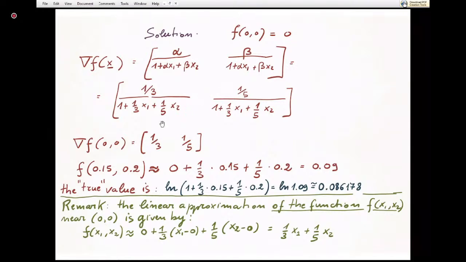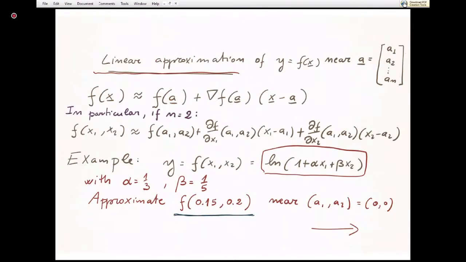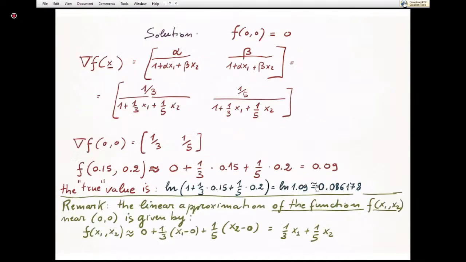And then I evaluate the gradient at 0, 0. The gradient is the vector of the partial derivatives. Remember, it's the log of a linear function. So it's 1 over the linear expression, multiplied by the particular coefficient related to the variable under observation. So the partial derivative with respect to x1 is alpha over 1 plus alpha x1 plus beta x2. The partial derivative with respect to x2 is beta over 1 plus alpha x1 plus beta x2.